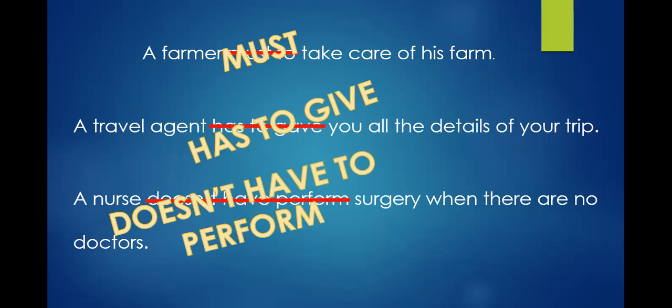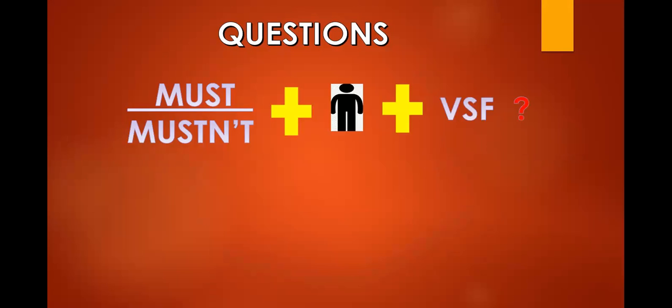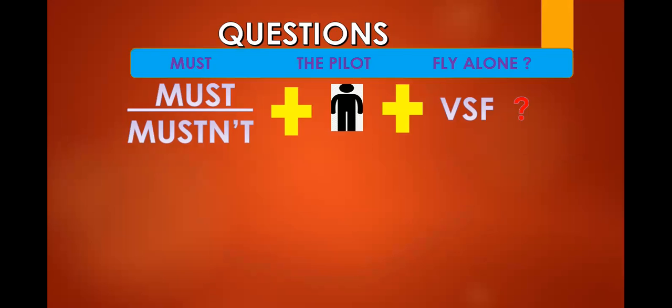Now, those are some common mistakes that we have with these modals of obligation. When we make questions with them, for must, we can use it in positive or negative, must or mustn't. And then after that, we add the subject and then the verb in simple form to formulate our question, such as in the example, must the pilot fly alone? Okay.